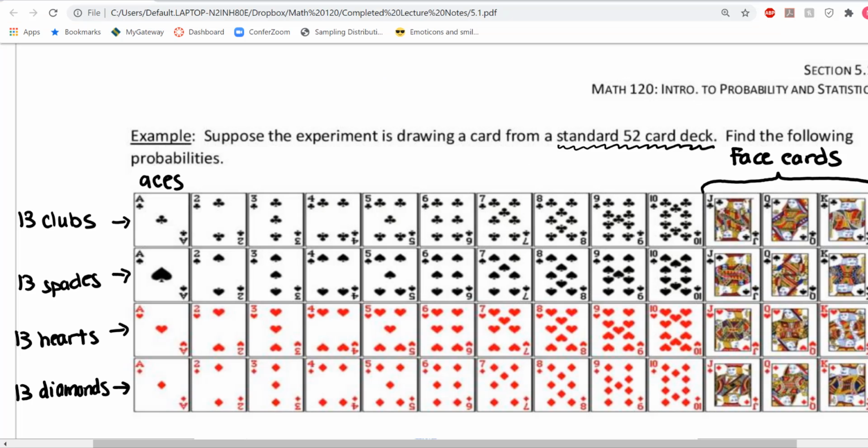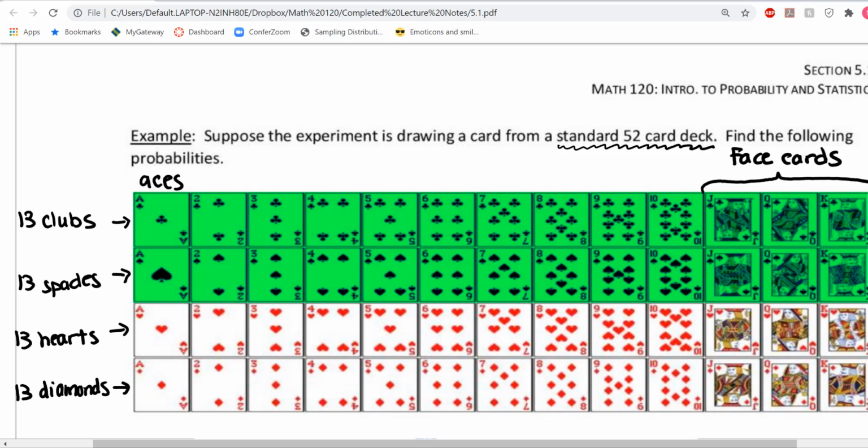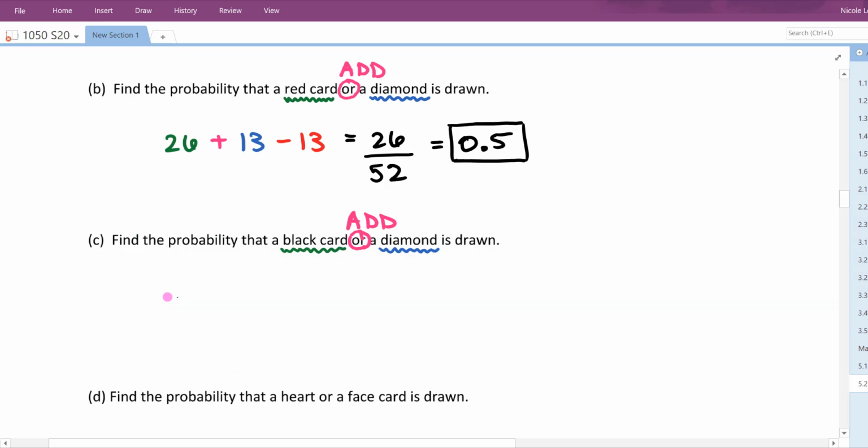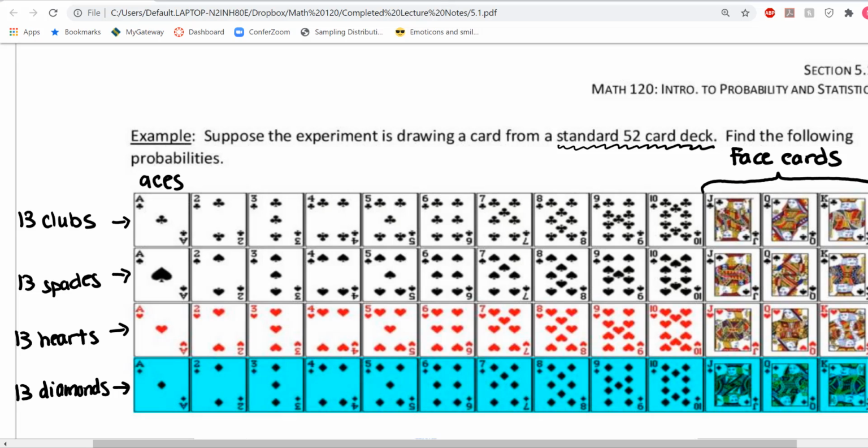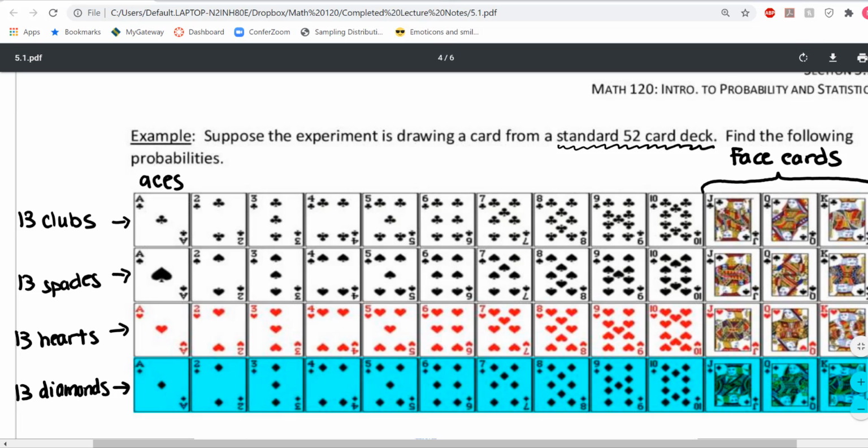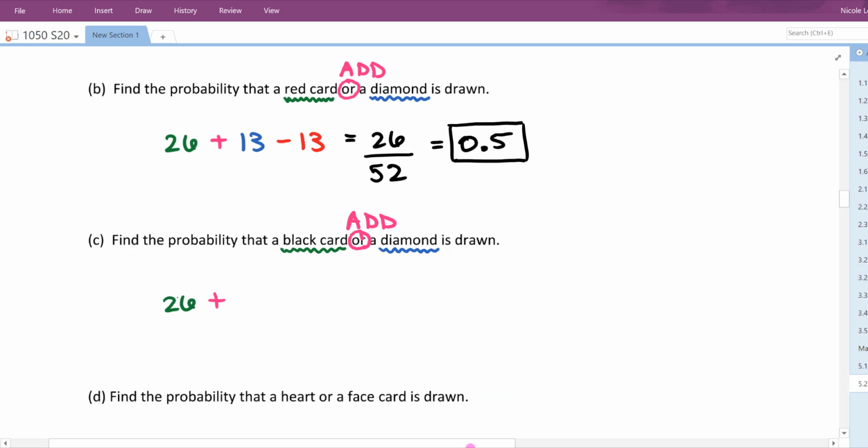Looking at our deck of cards, here are all of our black cards. We have 26 black cards because you have your 13 clubs and your 13 spades. "Or" tells us to add, so plus, now I need to add to that all of my diamonds. Here are all of our diamonds. Remember, we have 13 of those. Then let's look back to see if there's anything we should subtract, anything we double counted.